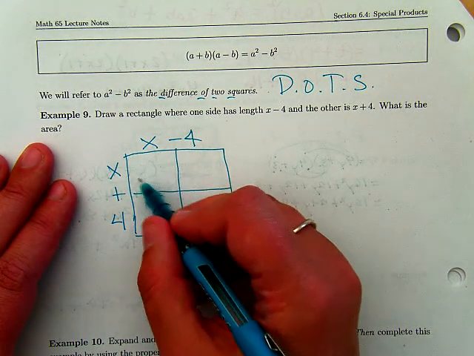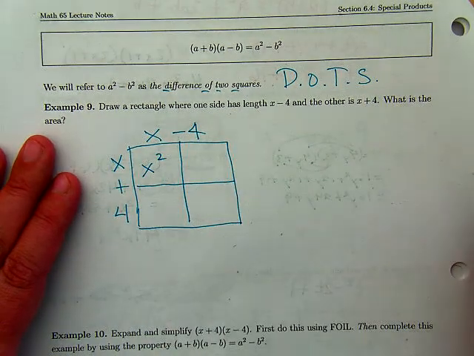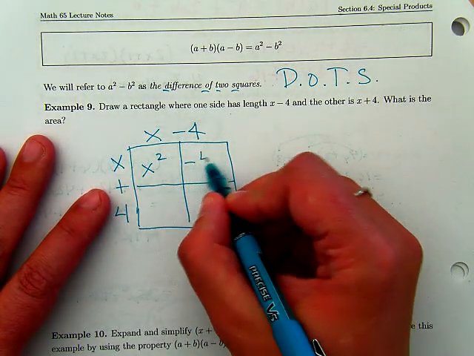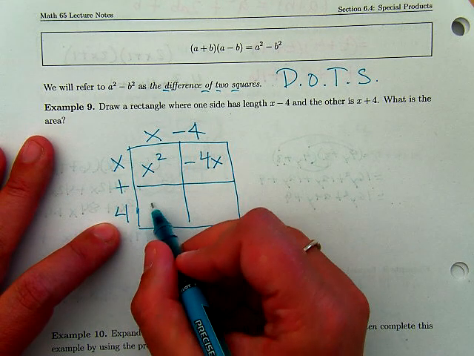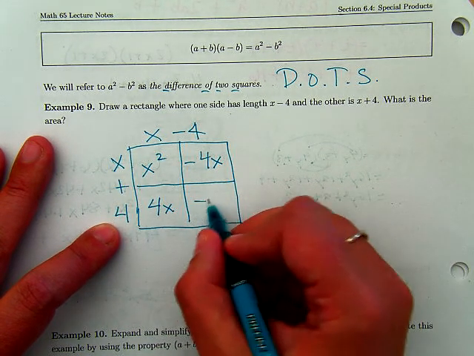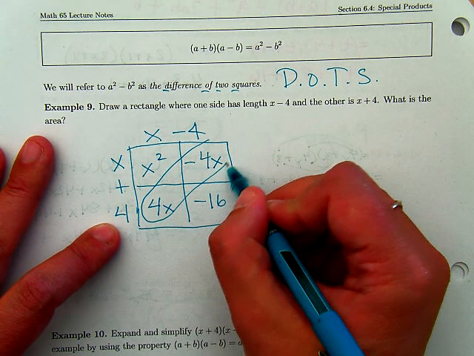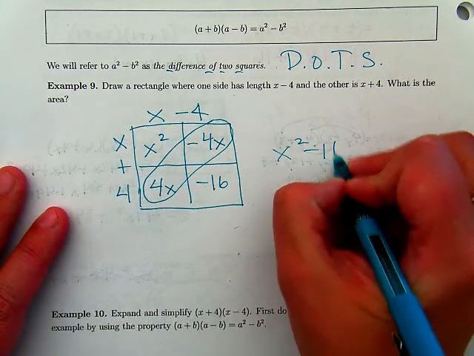So here we have x times x is x squared, right? X times negative 4 is negative 4x, okay, x times positive 4 goes here. And the last is negative 16. So what happens to these two middle terms? Oh, because negative 4x plus positive 4x is 0x, yeah? So we have x squared minus 16.